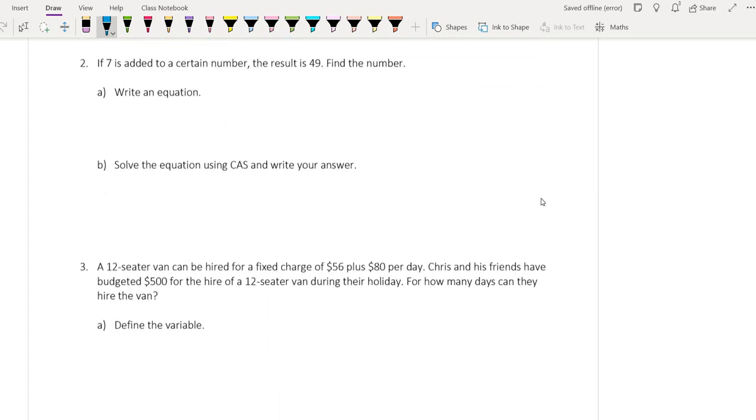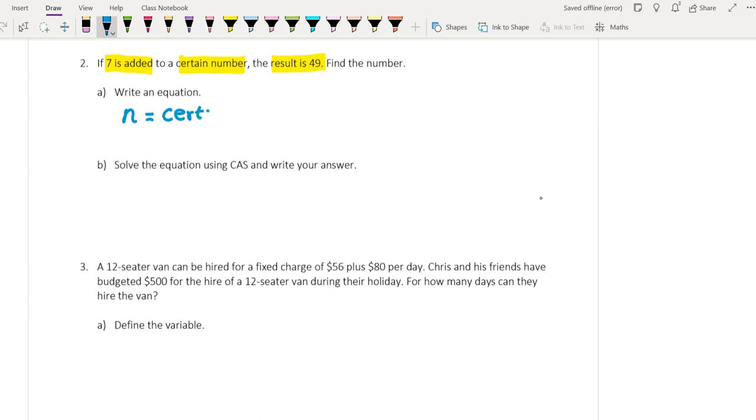This next question says that if we add 7 to a certain number, the result is 49, and we are asked to find the number. Here we're not given a variable to represent this number we're solving for. So our first step should be defining the variable. So let's say I'll make n the variable. You could do x, you could do a, you could do any letter as long as you define it.